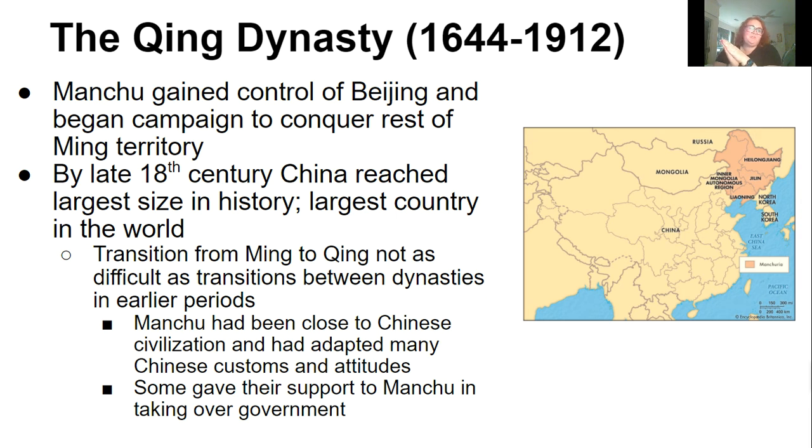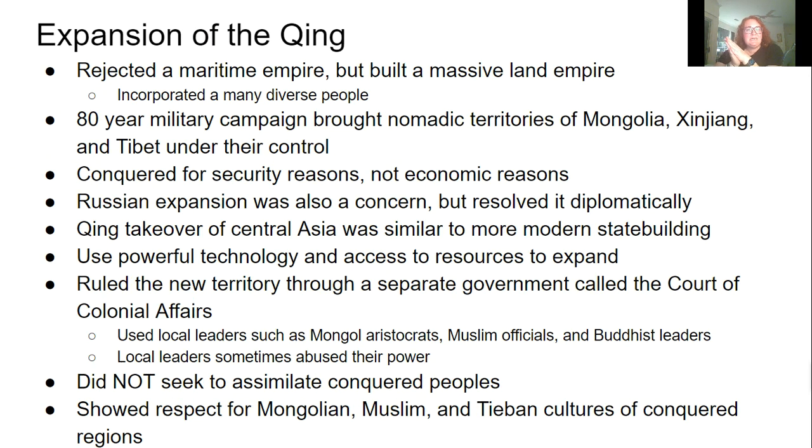The Manchu gained control of Beijing and began to campaign to conquer the rest of China. This would happen by the late 18th century, and China at that point would reach the largest size in its history, and it would become the largest country in the world. The transition from the Ming to the Qing wasn't as difficult as other dynasty transitions had been, because the Manchus had been close to Chinese civilization and had adapted many of those customs and attitudes. Some gave their support to the Manchus in taking over the government. So it was not a bloody fight. It was more peaceful. I'm not going to say it's completely peaceful, but it was more peaceful than expected.